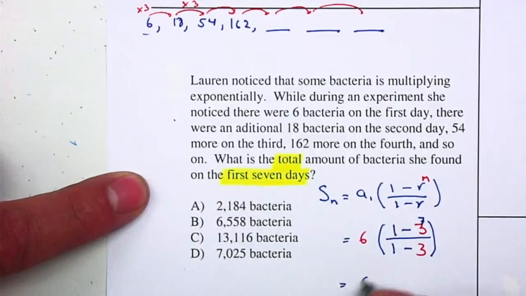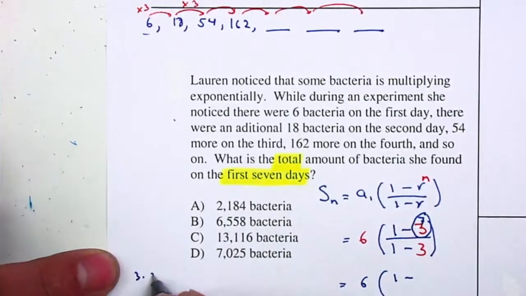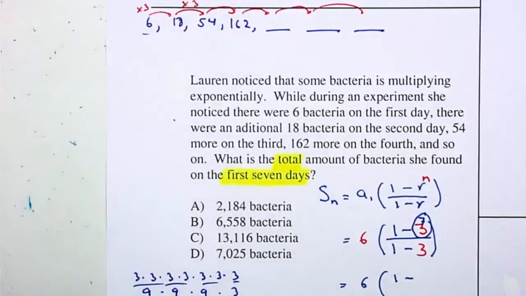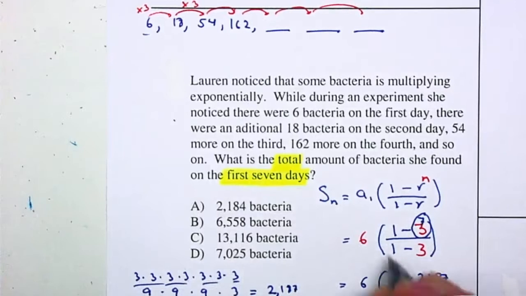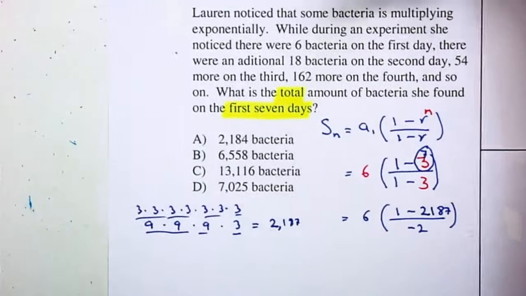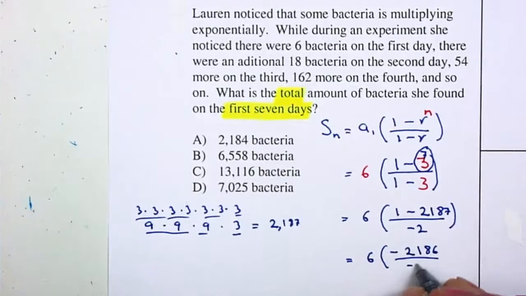And from there I just simplify, so 6 times (1 minus 3 to the 7th power). 3 to the 7th is 3 times 3 times 3 times 3 times 3, 2, 4, 5, 6, 7. So that gives me 9, 9 times 3 gives me 27, 27 times 3 gives me 81. You multiply by 9 and multiply by 3, and that will give you 2,187. So let me replace it. On the denominator, you can subtract, so that gives you negative 2. And then from there, we simplify. It gives me 6 times negative 2186 divided by negative 2.